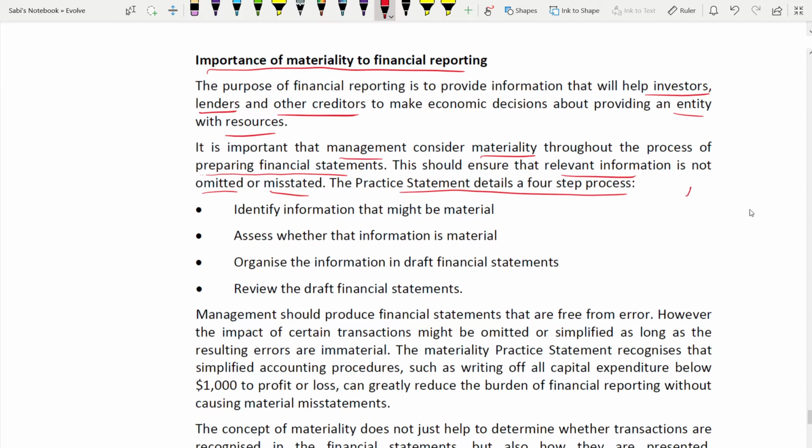Number 1, identify. Everything starts with identification. Identify the information that might be material. Second, assess whether that information is material or not. It should go in this order, by the way. You cannot change this order. First, you identify. Second, you assess. Third, organize the information in draft financial statements. Obviously, before you make the final version, you always make a draft version, right? Fourth, review. Then you review whether everything is okay, it is material, draft, okay? So these are the 4 steps.